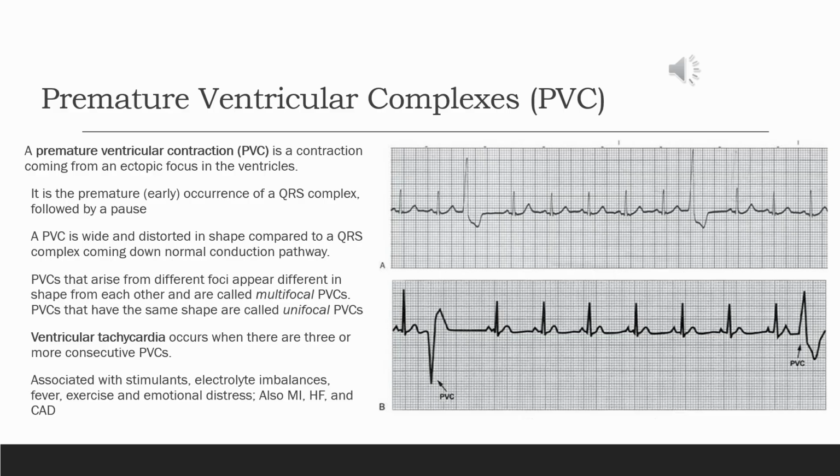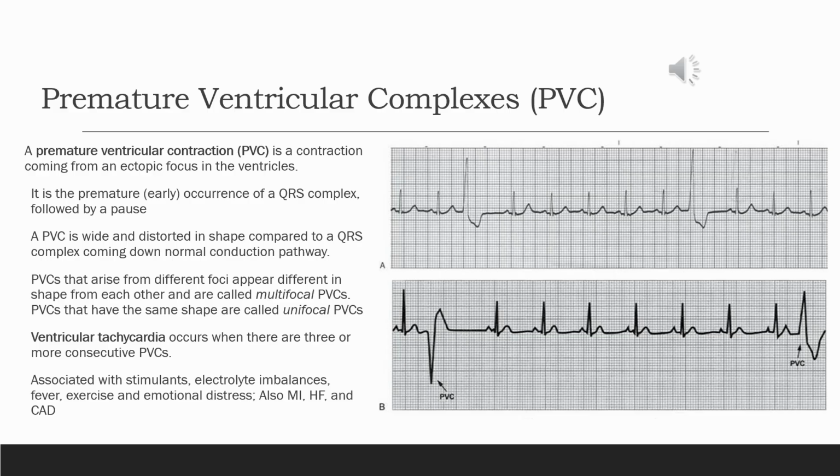So PVCs are pretty common. Their frequency increases with age. They can occur in healthy individuals, but they may also be associated with different electrolyte imbalances, especially low potassium or magnesium, myocardial infarctions, heart failure, COPD, nicotine, caffeine, alcohol, stress, or different stimulants, and certain medications like digoxin. Postmenopausal women in particular can experience PVCs due to caffeine consumption.